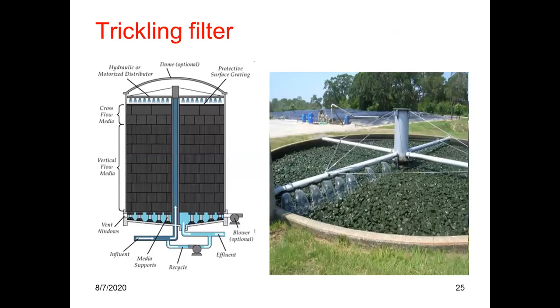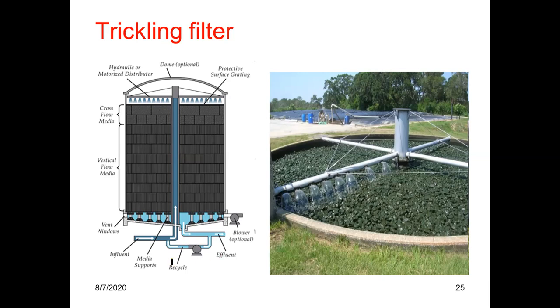So these are some pictures of a trickling filter. Here, this is the top of the trickling filter. So this is available underneath, beneath the floor. This is the way that water is distributed uniformly through the whole surface. While this shaft is rotating, this water is uniformly distributed throughout the area of the trickling filter.